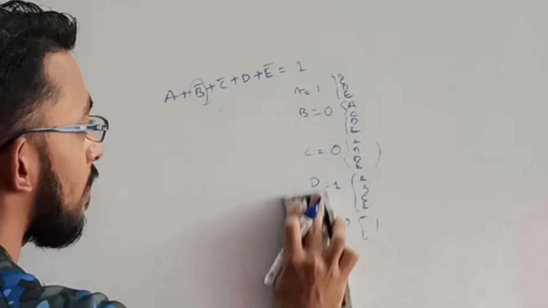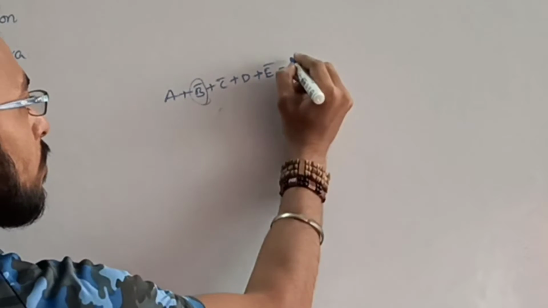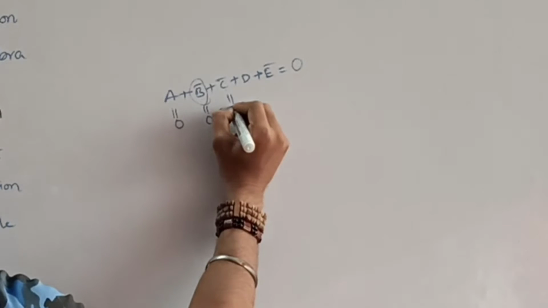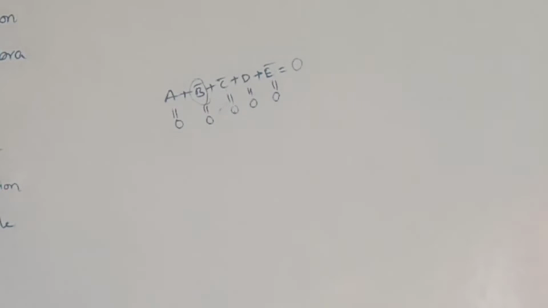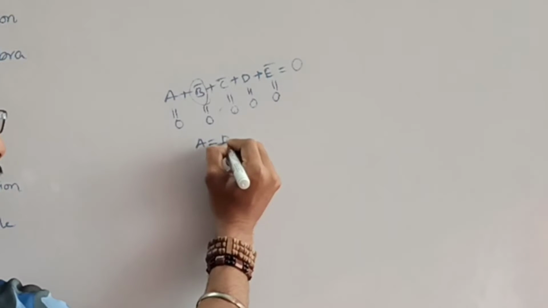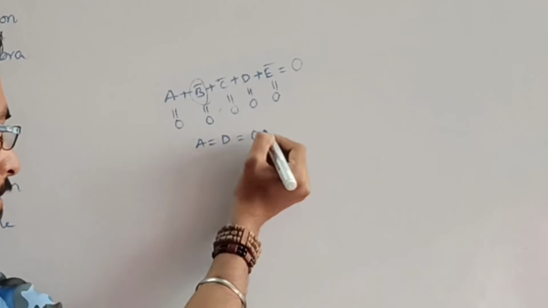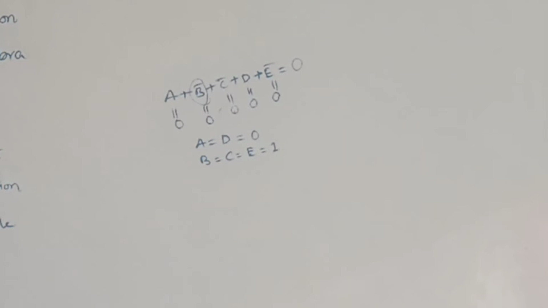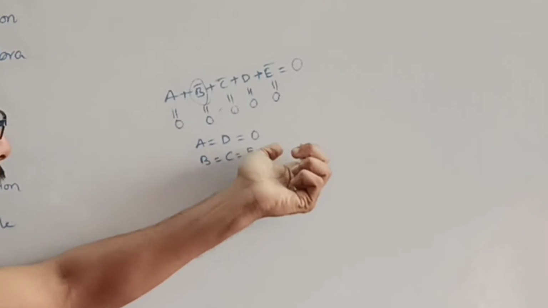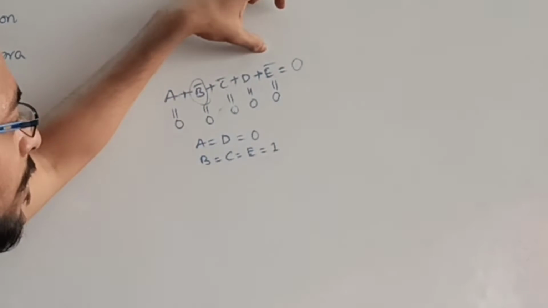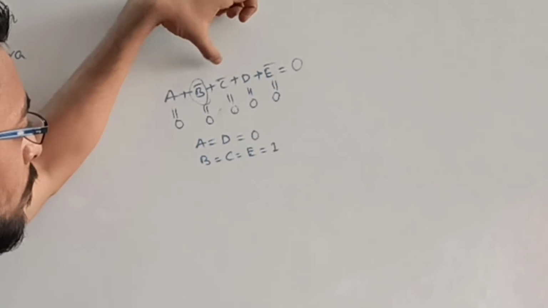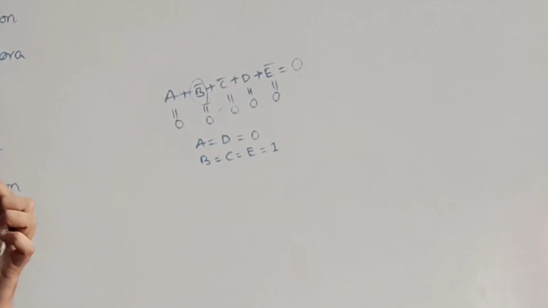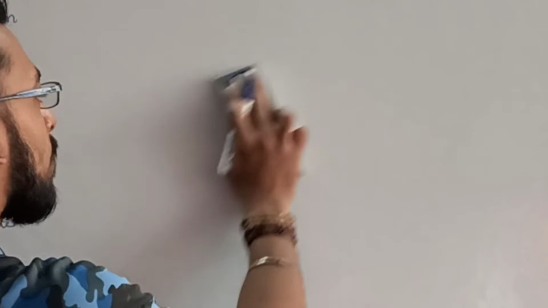Now tell me what is the condition for this summation to give me a value 0. When? This value should be 0, this value should be 0, this value should be 0, this value should be 0, this also should be 0. It means my a and d values should be 0, and b, c, e should be 1. Why? If b, c, e become 1, then only b bar, c bar, e bar will give me value 0. It is the only criterion that is possible. Okay. So this is for the sum term.